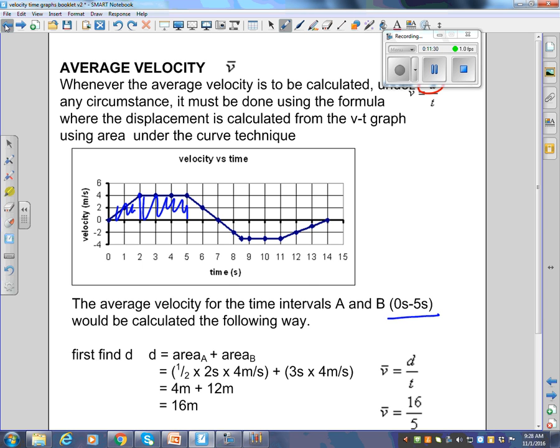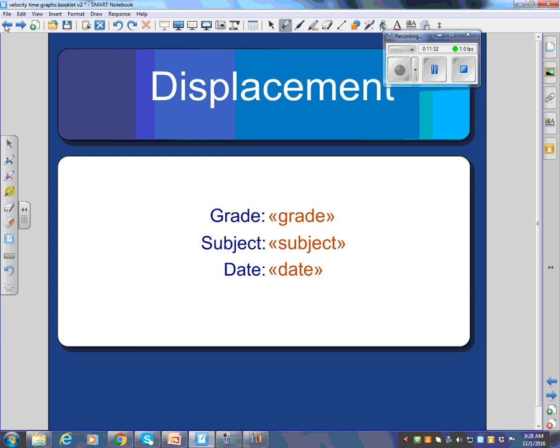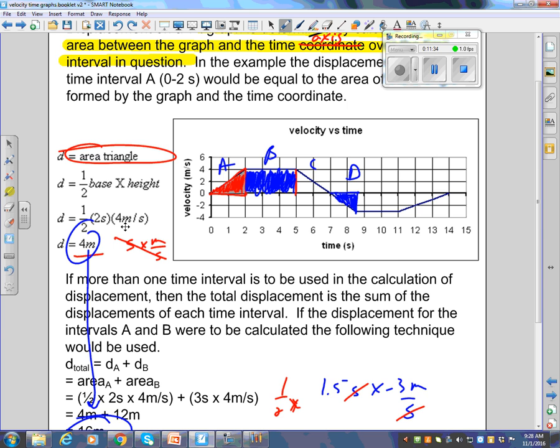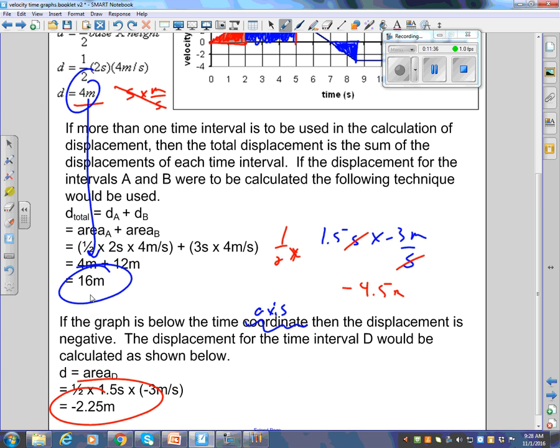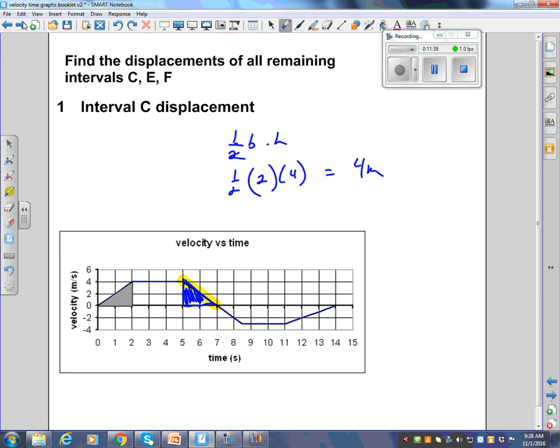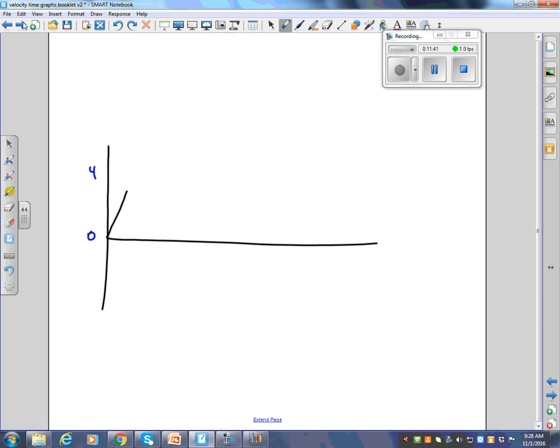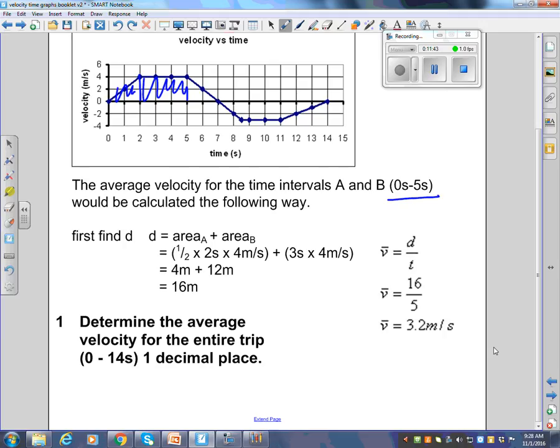Oh, right, it's 16 meters. It was 16, right? So we're simply going to take 16, and we're going to divide by 5. The average velocity is 3.2.